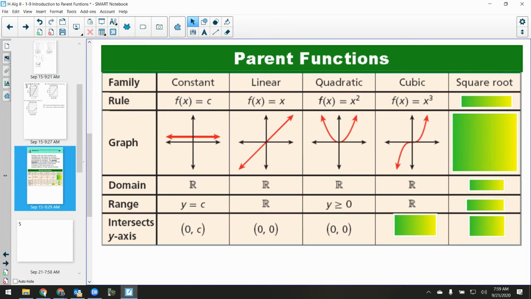Okay, I can get negatives now, right? If I plug in negative 2 to the third power, I can get negative 8. The negatives will come back up again. Okay, this one also intersects the origin point.